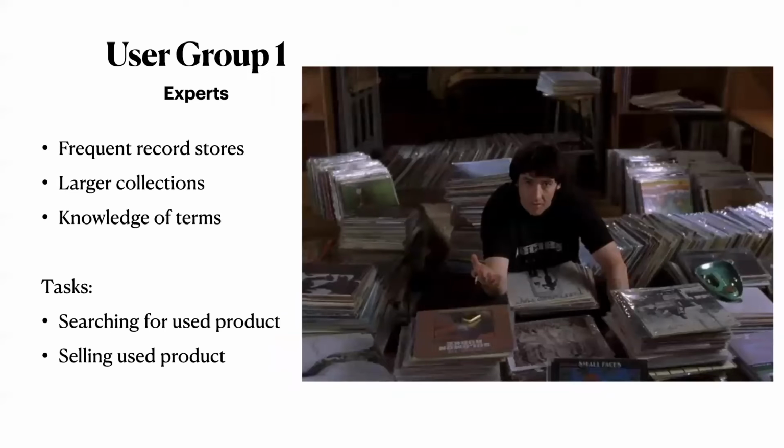So there are a couple user groups for this site. First user group are people who frequent record and music stores. They may have larger collections and sell their used product to these stores. They also have a larger knowledge of what they may be purchasing or selling, that is format, quality, grading. Thus their tasks lean towards searching and selling used products.